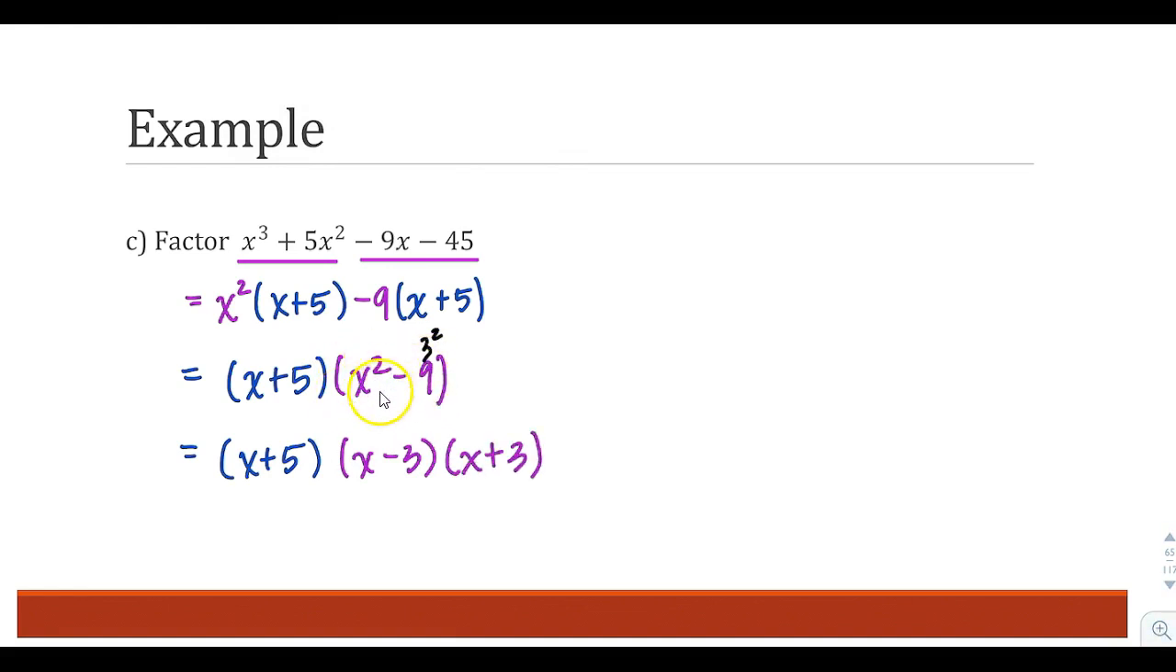So especially ones like this, we really want to get quick at recognizing this is a difference of squares, so we can quickly recognize that it factors to x minus 3, x plus 3, because of how often that difference of squares comes up in this chapter and in future chapters regarding factoring.